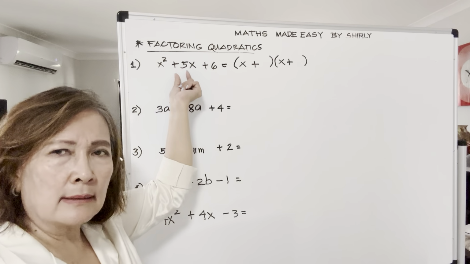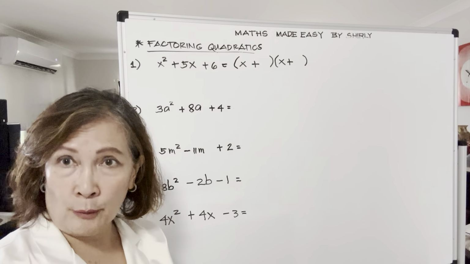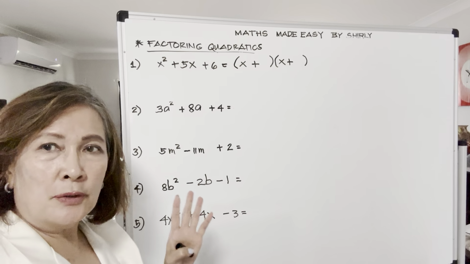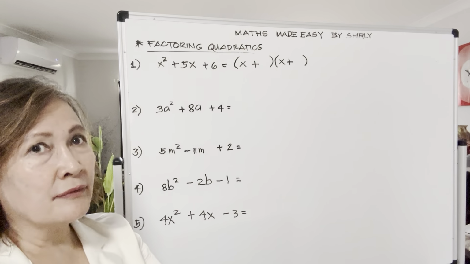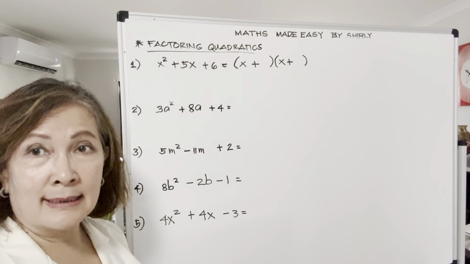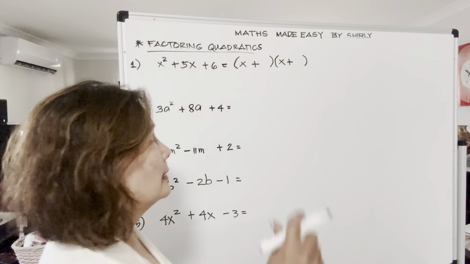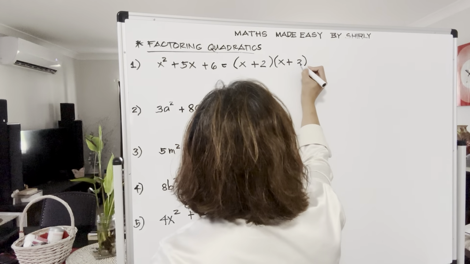If we think of the factors of 6, we have 6 and 1, or 2 and 3. In those 2 pairs, 2 and 3 have the sum of 5. Therefore, we will use that. So we have 2 and 3.